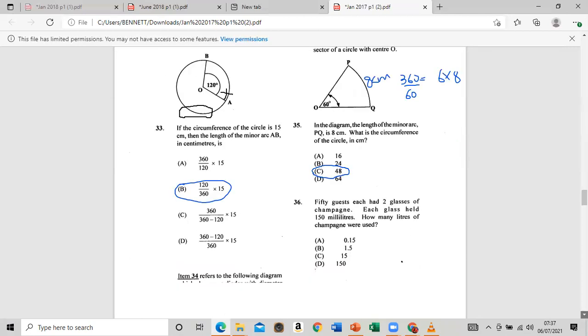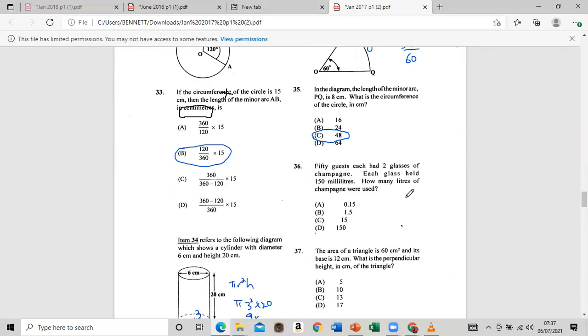Alright, this one now. 50 guests each had 2 glasses of champagne. Wow, that's what Mr. Benny should be drinking right now. celebrating you guys' distinction. All right.